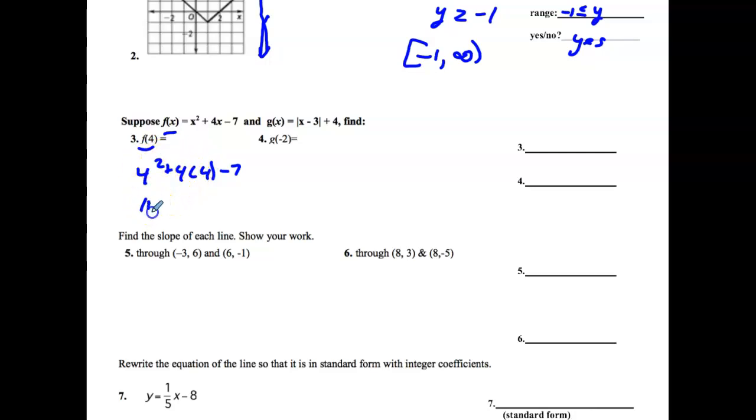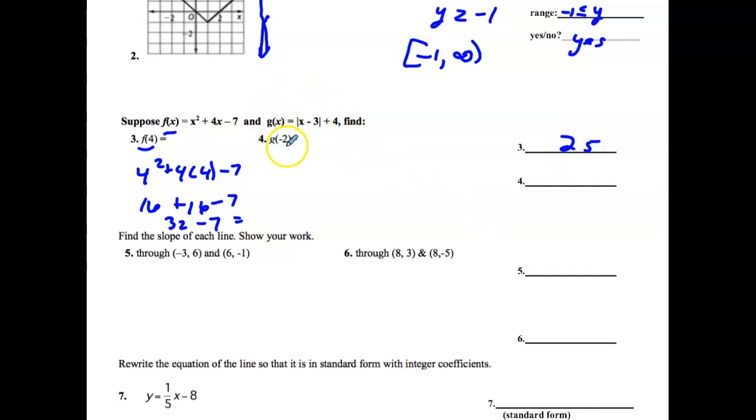Do your order of operations. You do 4 squared is 16. After you do the square, you're going to multiply. 4 times 4 is 16. So you'd have 16 plus 16 is 32. Just work left to right with the plus minus. And 32 minus 7 is 25.